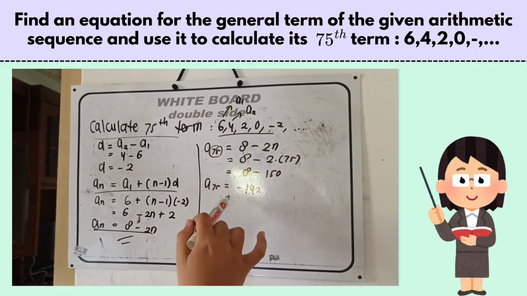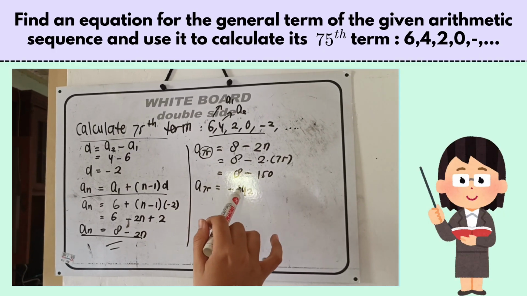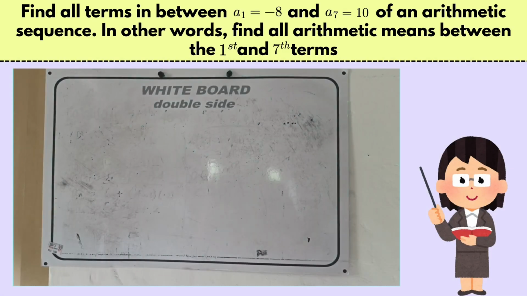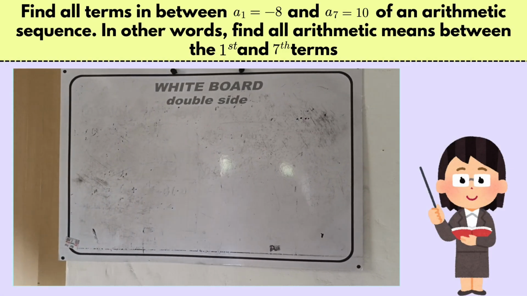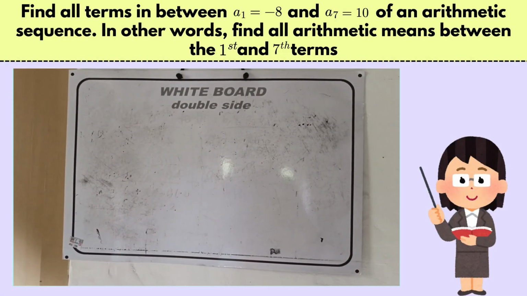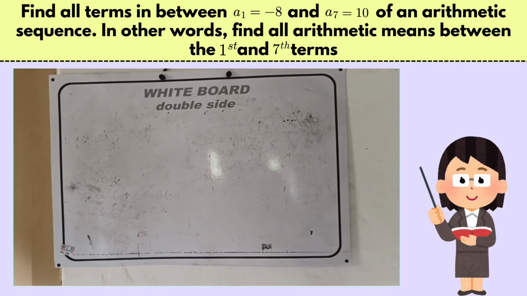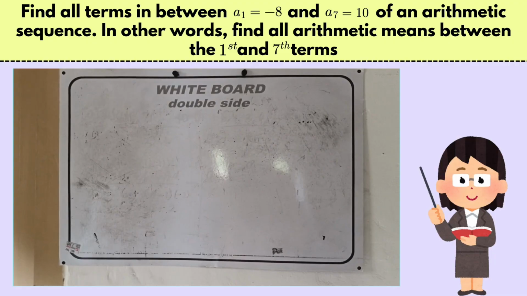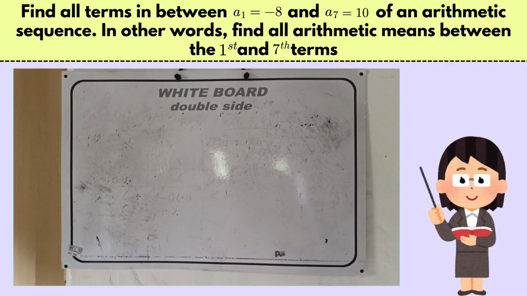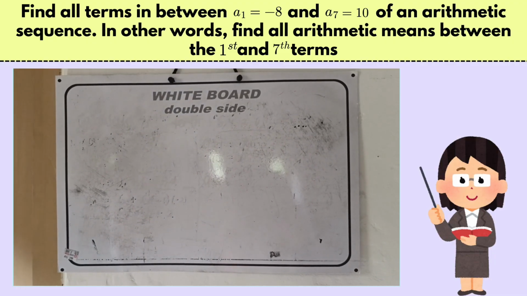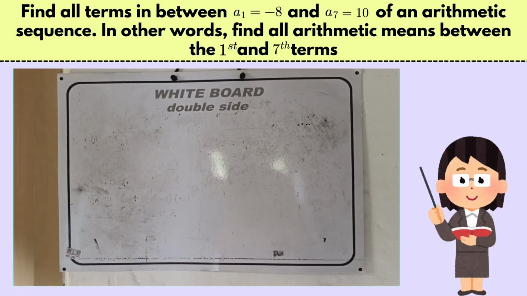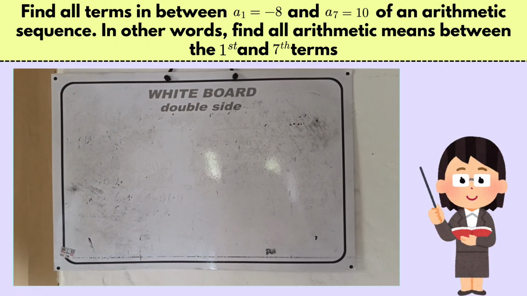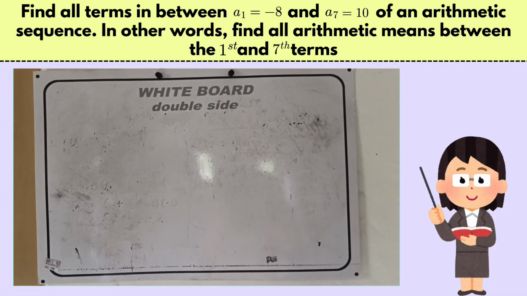a sub 75 is equal to negative 142. And then guys, the last exercise. Find all terms in between a sub 1 equal negative 8 and a sub 7 equal 10 of an arithmetic sequence. In other words, find all arithmetic means between the first and the seventh term.